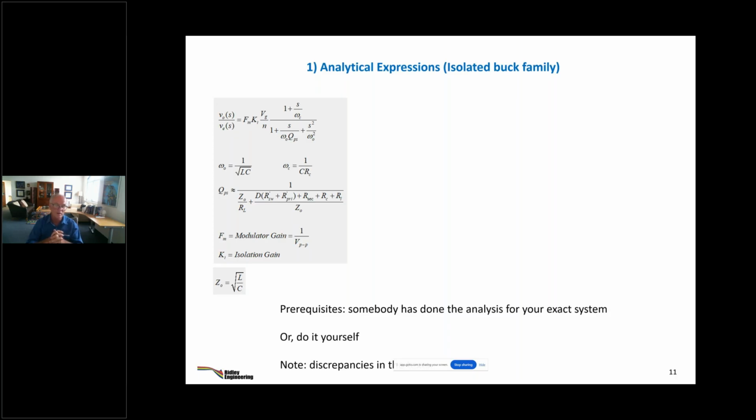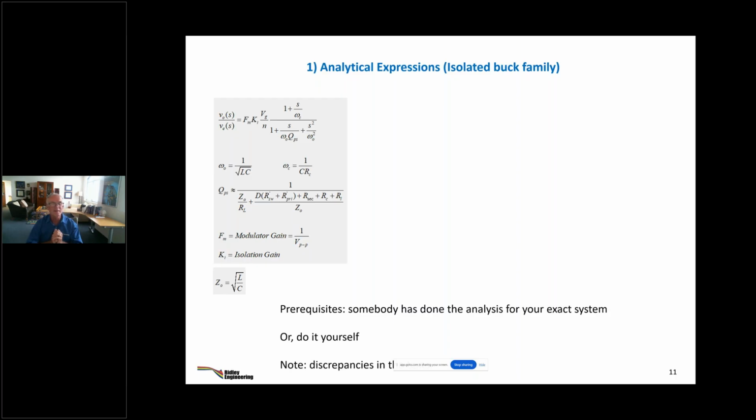So you can do it yourself. If you're a student, you think there's a new problem that needs to be solved, go ahead and do it yourself. And then the next thing you run into with analytical models is that you'll find that there are discrepancies in all the publications. Some people put in these expressions for Q, some people put these extra resistances in, some people do it this way. Everybody seems to have different notation, different ways of doing the notations.